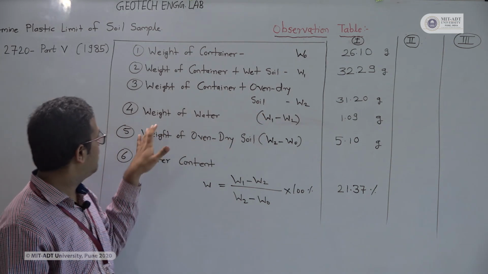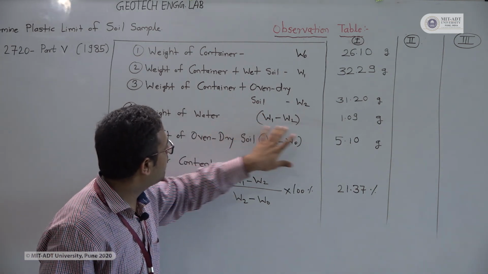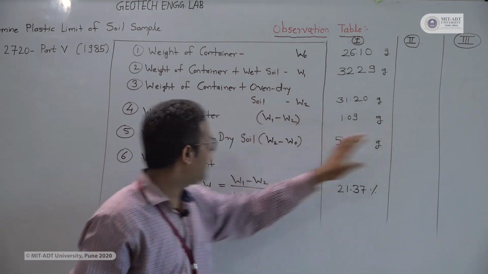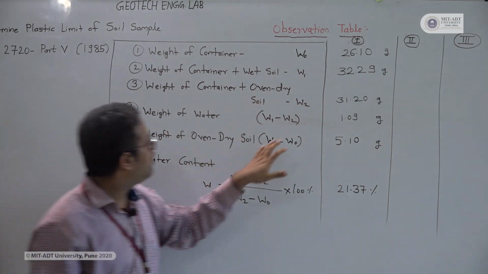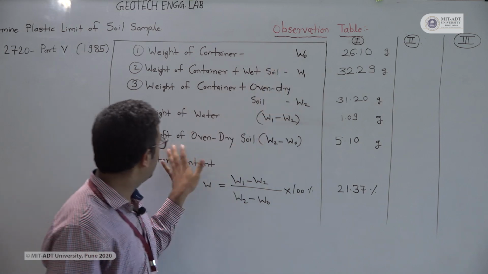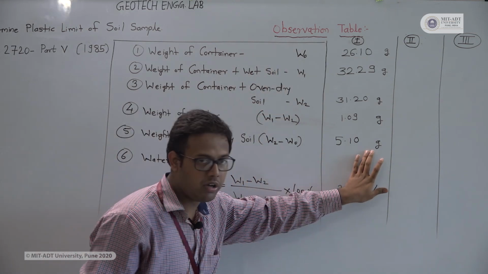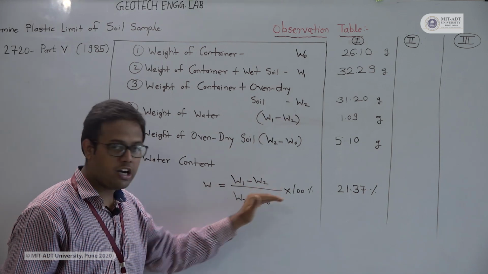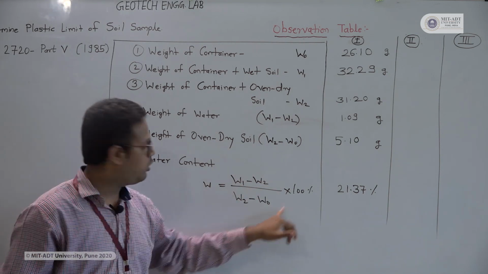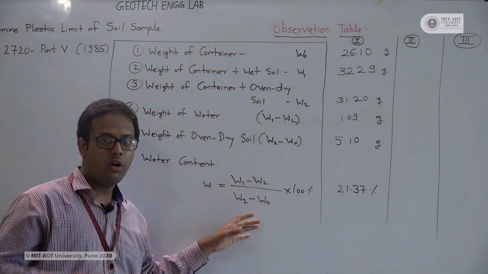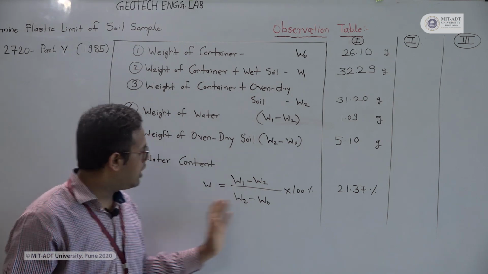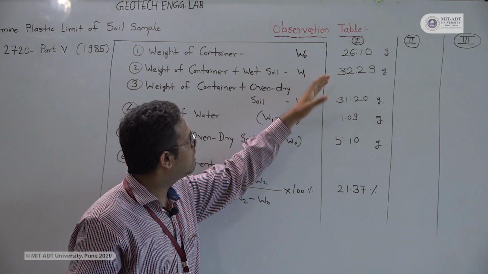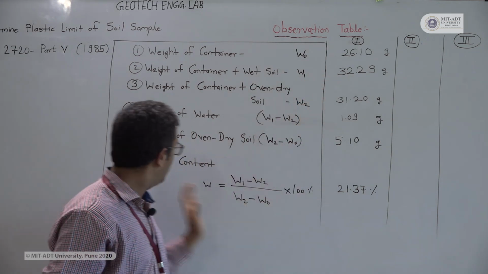Now the next part is calculation. The weight of water will be W1 minus W2, so W1 minus W2 gives 1.09 gram. The weight of oven dry soil will be W2 minus W0, so we get 5.10 gram. The last step is the water content formula: W1 minus W2 divided by W2 minus W0, multiplied by 100, because we are expressing the value as a percentage. So we get 21.37%. This is the first attempt to find the water content.